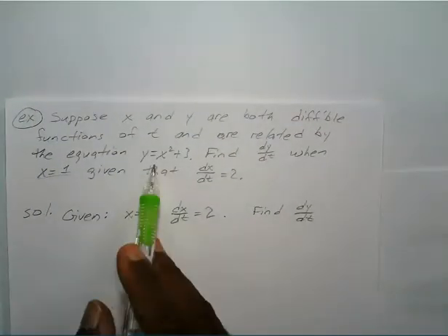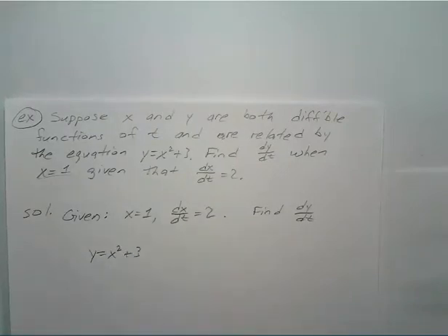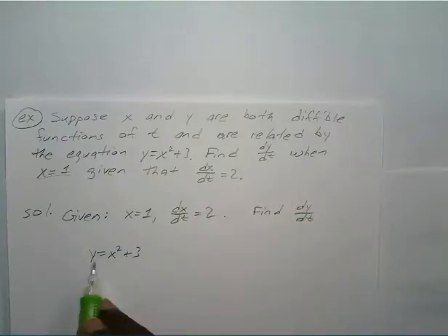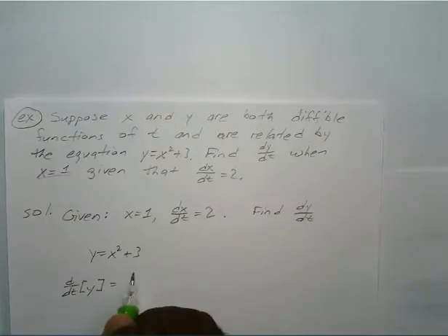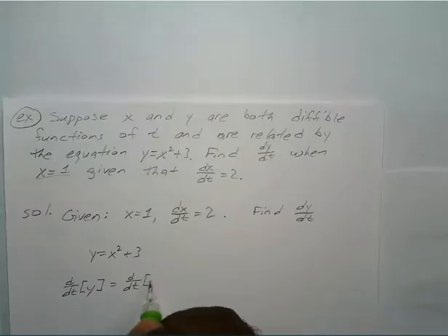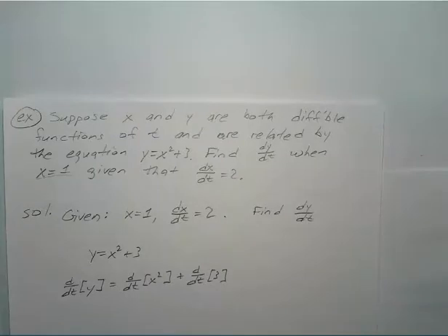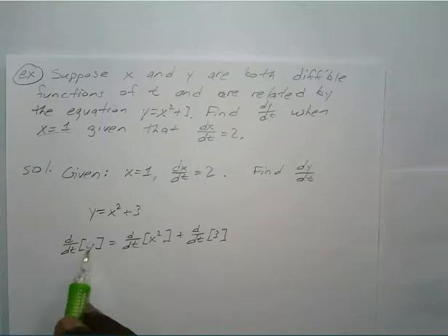All right, so if we just go ahead and write our formula, let's say y equals x squared plus 3, you want to find the derivative with respect to t. So of course we have to find the derivative of both sides. So you have the derivative with respect to t of y equals the derivative with respect to t of x squared plus the derivative with respect to t of 3.